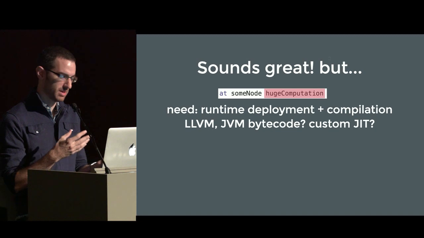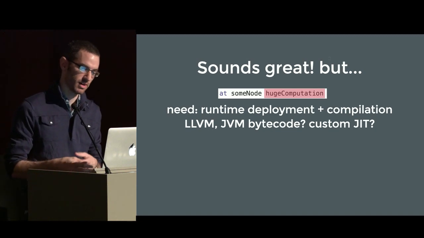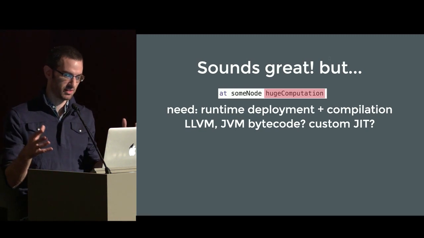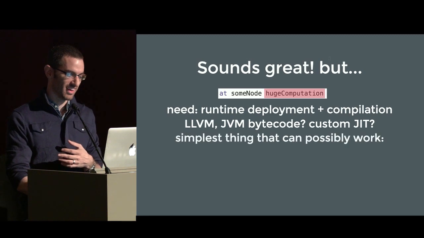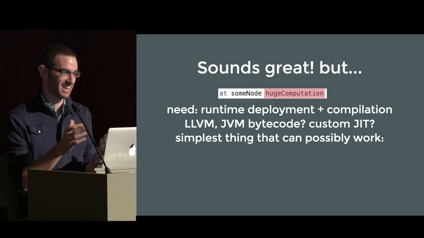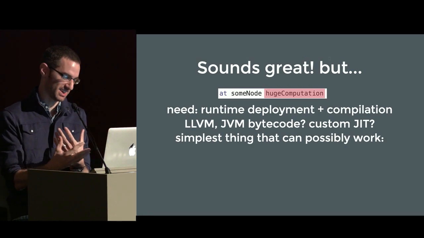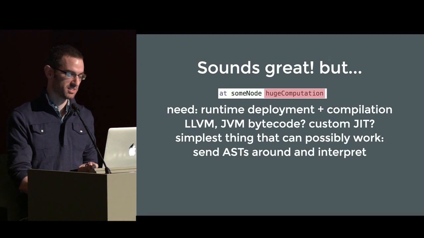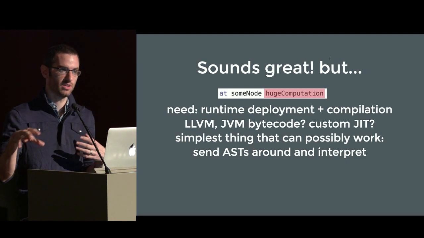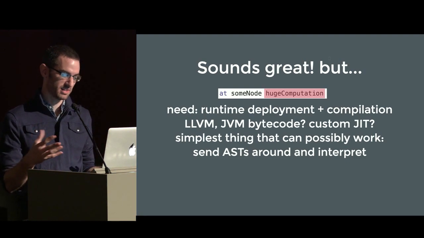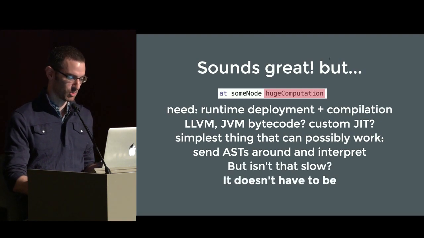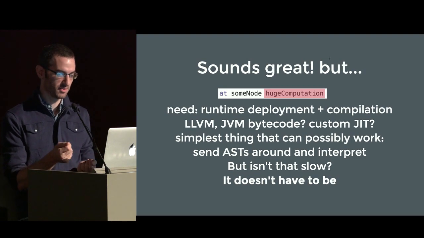We could use maybe some low-level representation, LLVM, JVM bytecode. I guess we could write our own just-in-time compiler from scratch, but that's going to be a ton of work. And we don't want to take a decade to be able to use Unison and have it be reasonably efficient. So the simplest thing that could possibly work would be to just send the Unison abstract syntax tree between nodes and then just interpret the abstract syntax tree. But that's going to be slow, right? Somewhat surprisingly, it does not have to be slow.